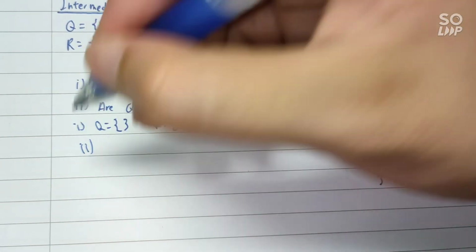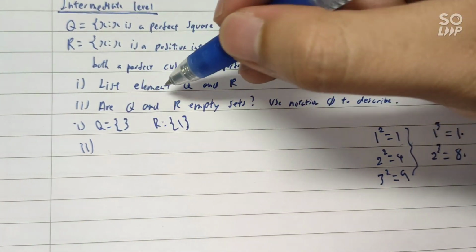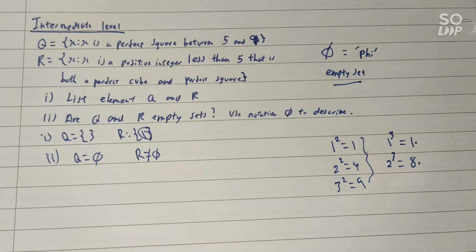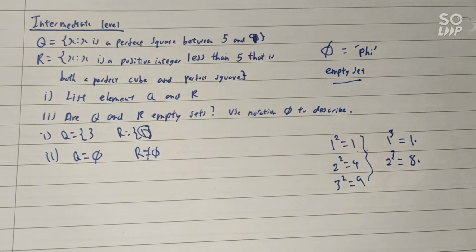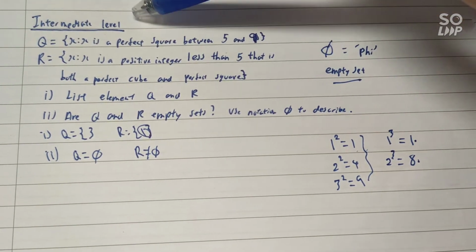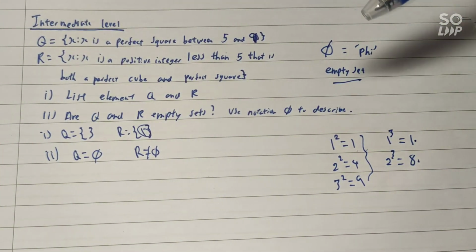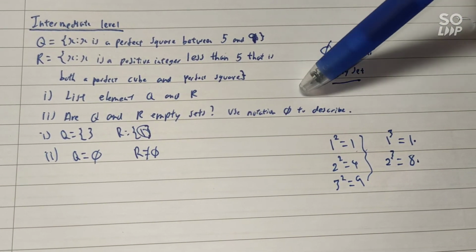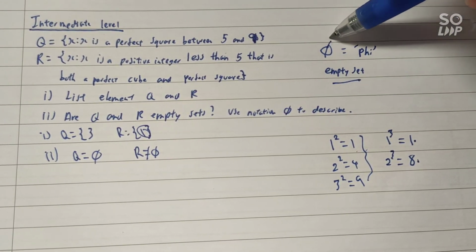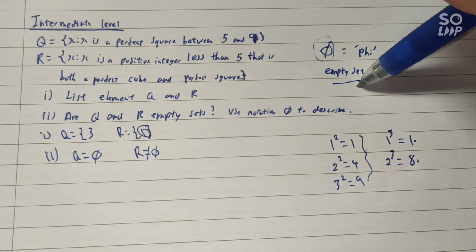Okay, on to question 2. Are the sets R and Q empty sets? As I was mentioning, this is the intermediate level, part 2. Are Q and R empty sets? Use phi to describe. As I mentioned earlier, this phi is equal to an empty set.